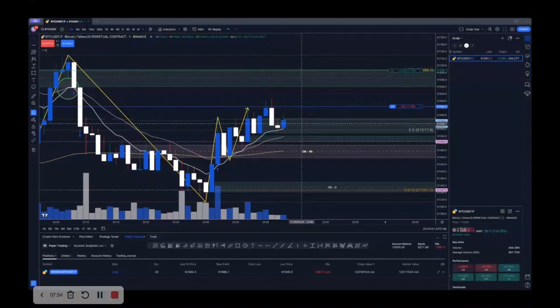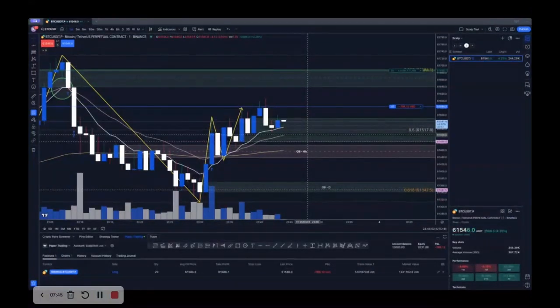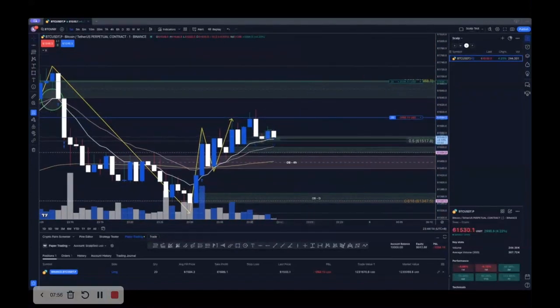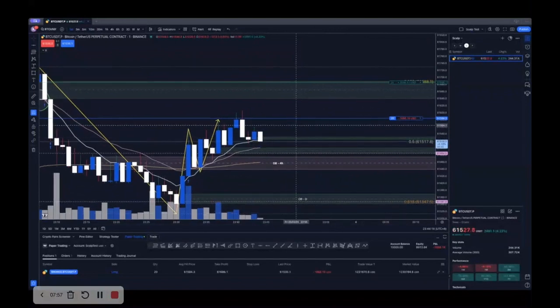Six seconds. Two, one. Next candle. Okay, additional order block formed. Okay, it decides to go down.